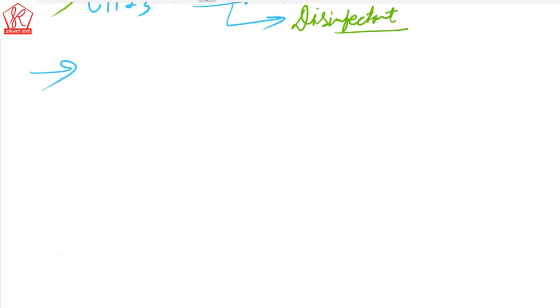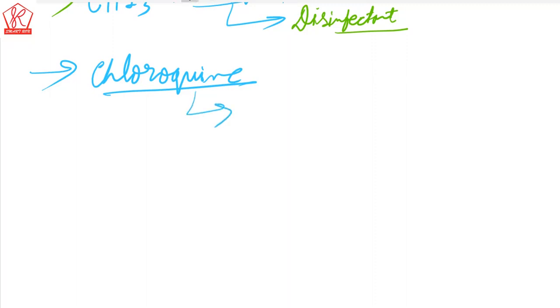Okay, so now moving on to the next application. Chloroquine is another application of haloalkanes, which is a chlorine and carbon compound, an organic compound, which is used to treat malaria. For those of you who don't know, malaria is a disease caused by mosquito bites, and that is a fatal disease. It can kill humans, and this chloroquine is used to treat malaria.